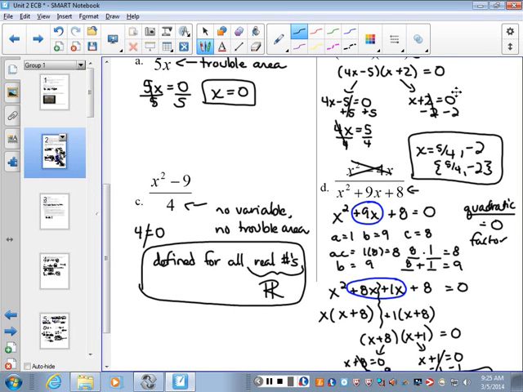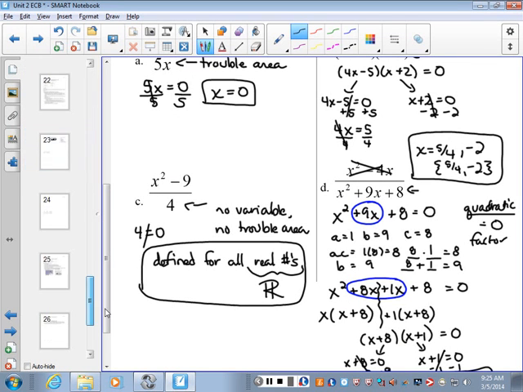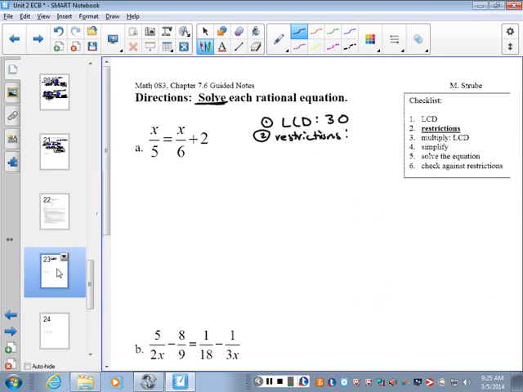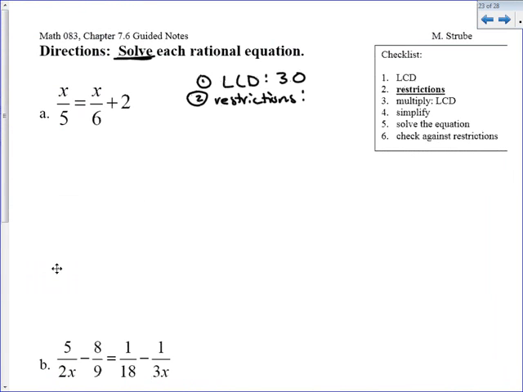So when we're solving equations, why that concerns us is if we get down to an answer and it makes my denominator 0, we have a problem. We can't have that answer. So if I'm looking at these two fractions, I have a denominator of 5 and a denominator of 6. Are either of those ever going to be 0? Is it possible for these denominators to be 0? No. What's missing? Why can't they be 0?